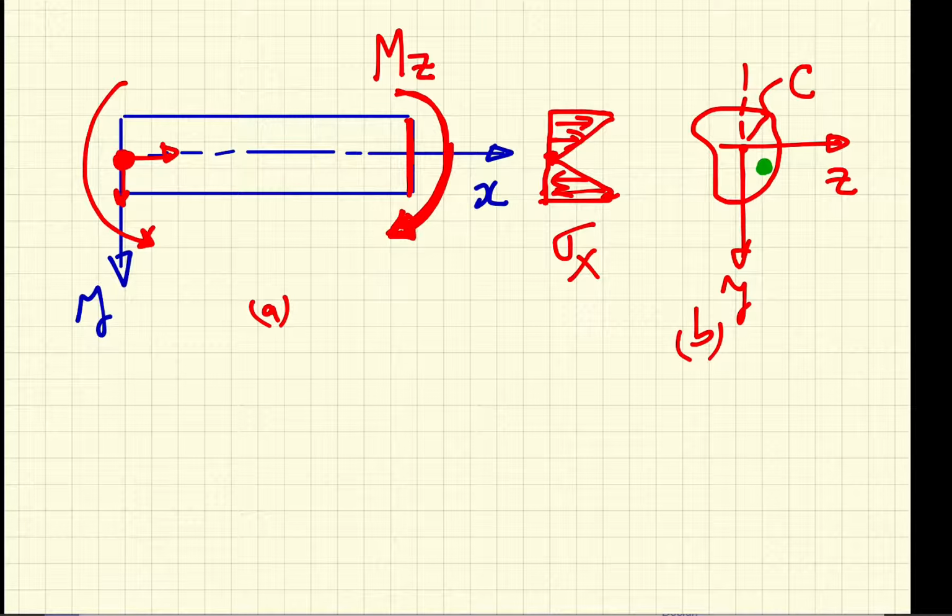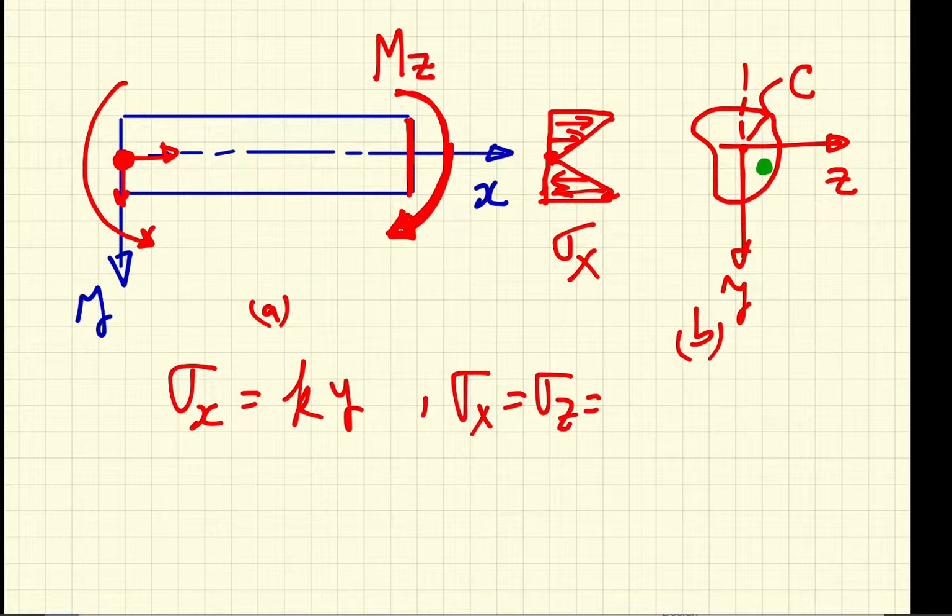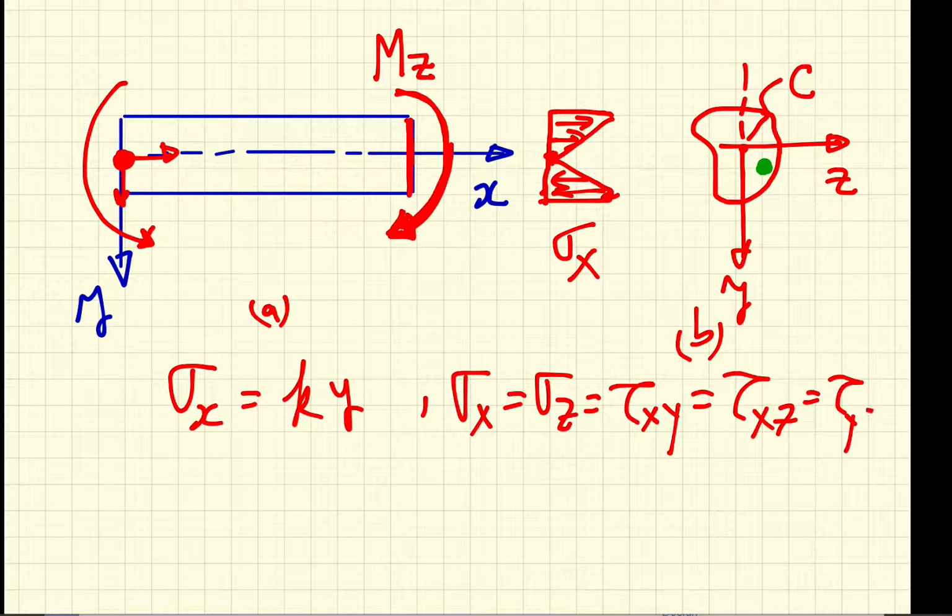So we're going to assume that the stress is linear, meaning we have an axial stress that is proportional to y, and that all of the other stress components are equal to 0. So we have no shear, and also the normal stresses in the other two directions are equal to 0. And in order for us to develop an idea about the stress distribution, we must enforce first force equilibrium.